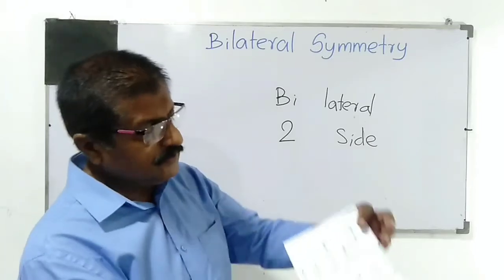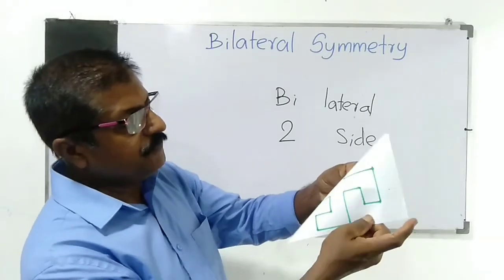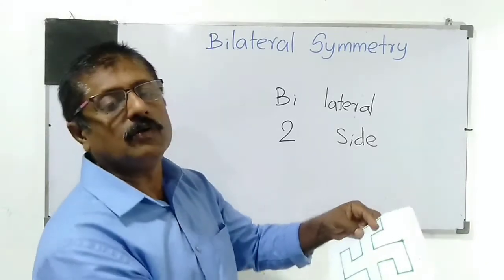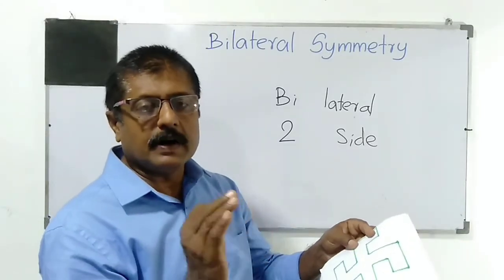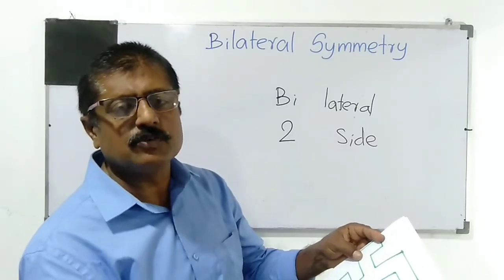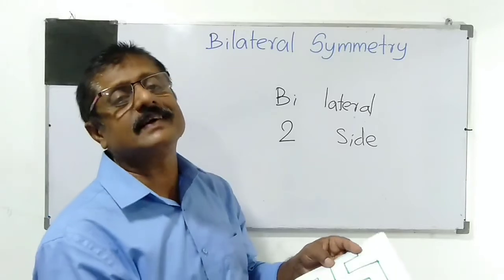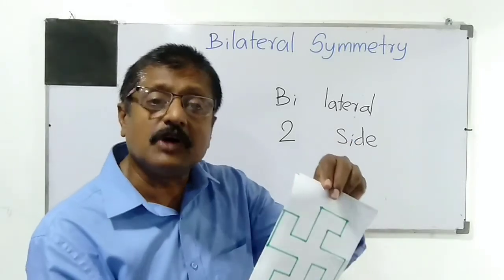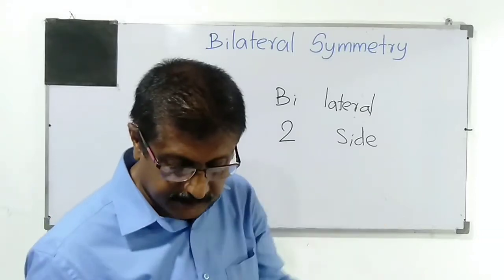Likewise, this one. If you fold like this, no. But by folding along none of these lines can you get two halves that coincide with each other. Therefore, this is another figure which does not have bilateral symmetry.